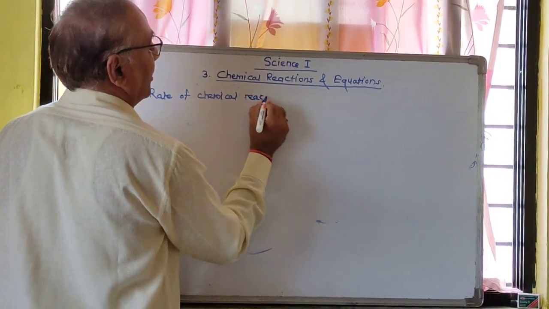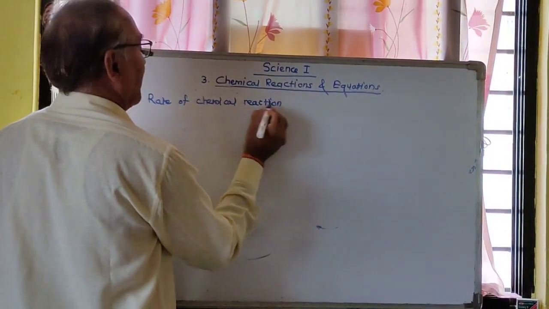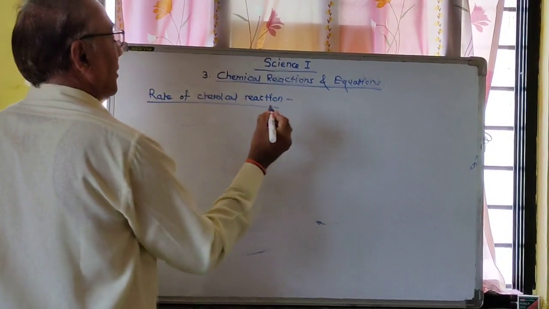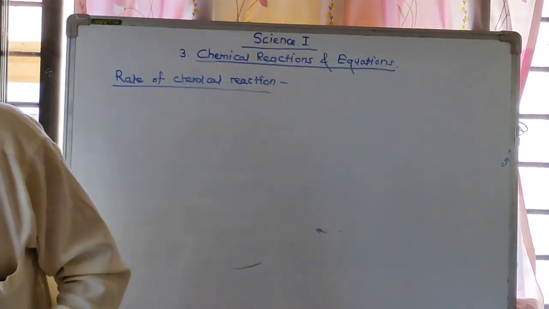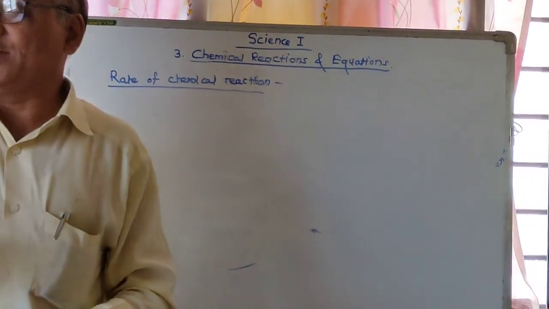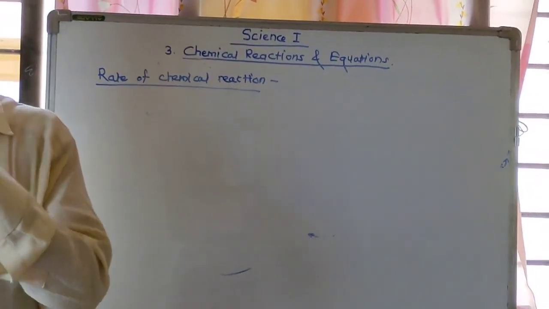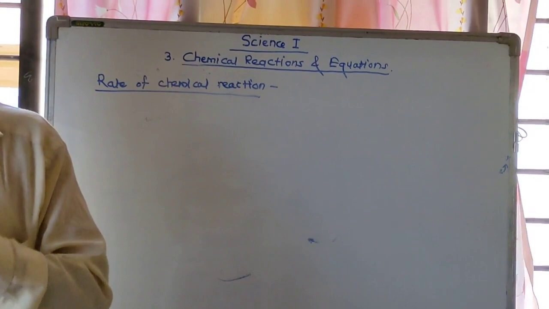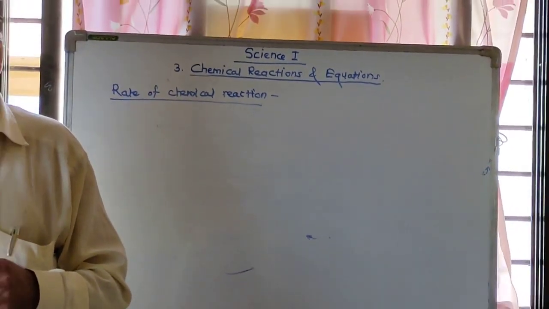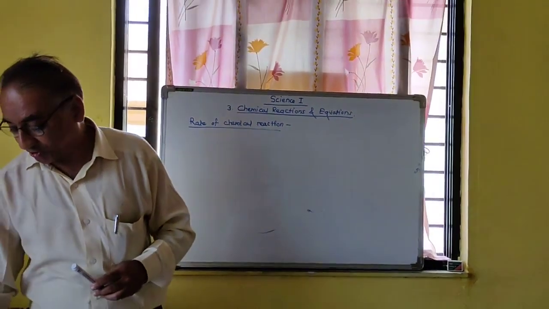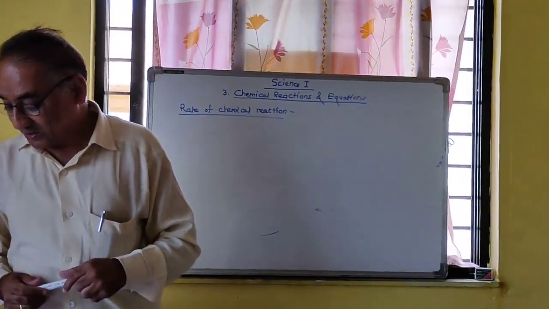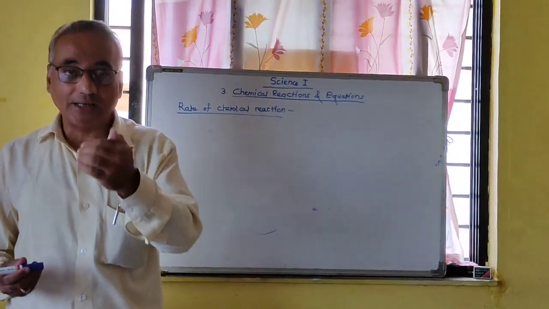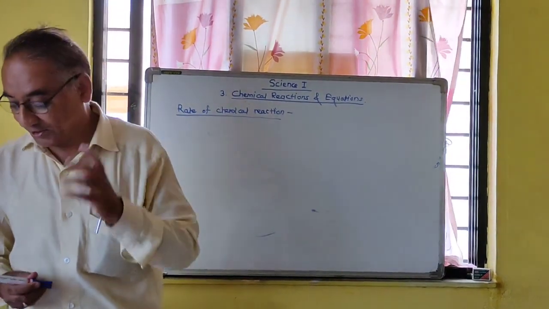Rate of chemical reaction. Now let us see the next topic, rate of chemical reaction. We find that some reactions are completed in a very short time, but some reactions take a lot of time to complete. That is, they occur very slowly. It means that the rate of reaction is different for different reactions.